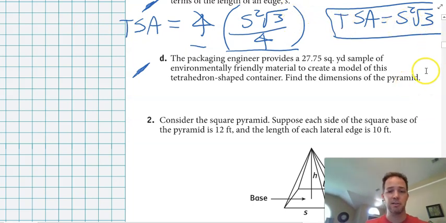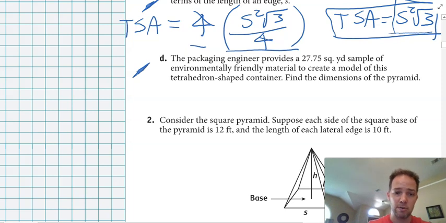Okay, so it says the packaging engineer provided some materials. They provided a 27.75 yard sample of environmentally friendly material to cover a model of this tetrahedral shaped container. Find the dimensions. So let's say that this is the total surface area of the shape.